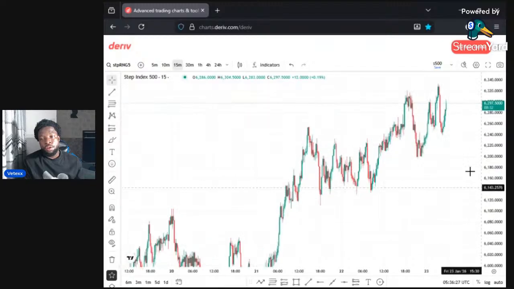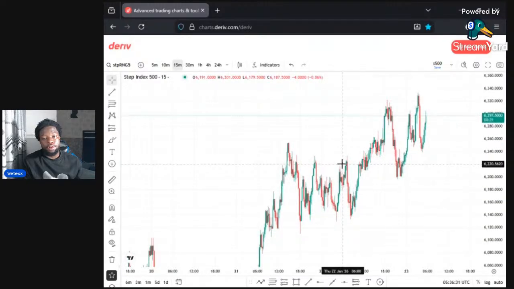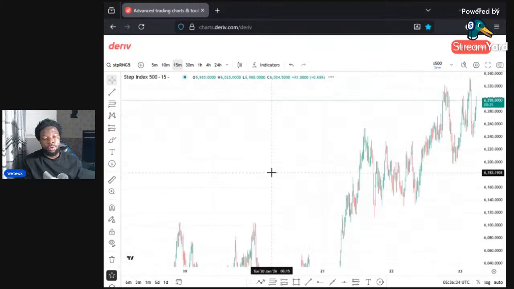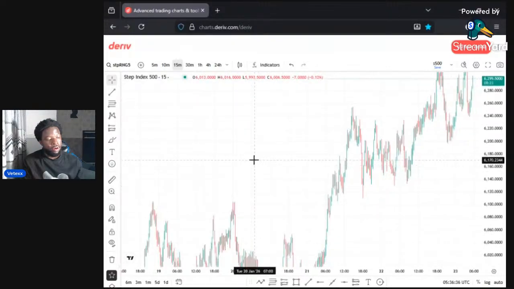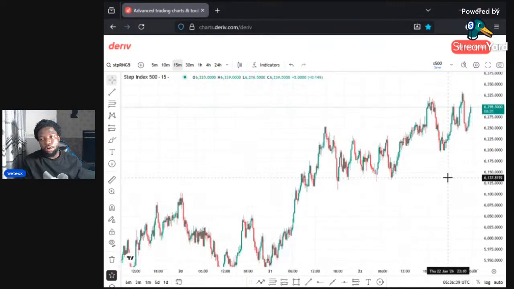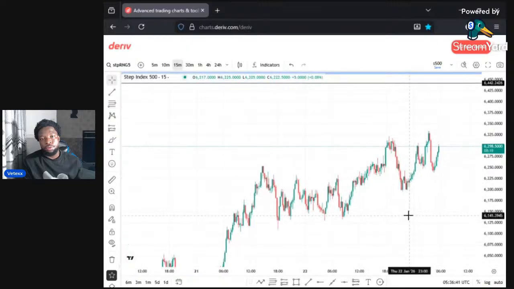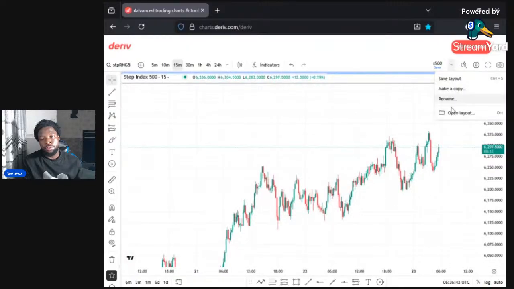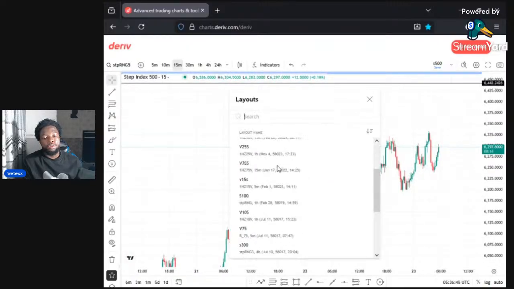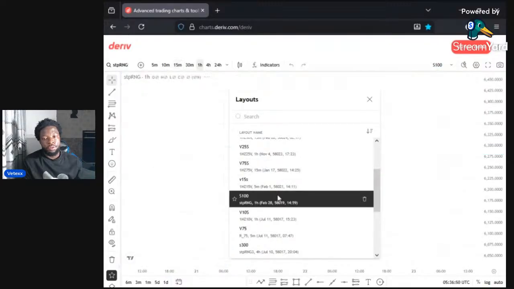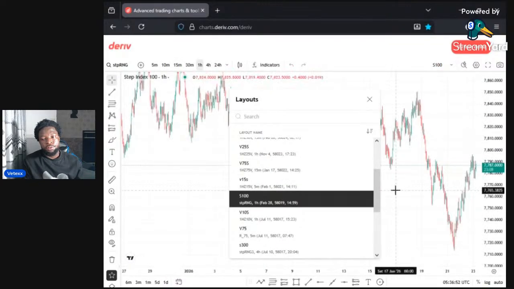So let's go to the 15 minutes time frame and check if we have a continuation. Currently, there is nothing happening on the 15 minutes time frame. And because of that, we are going to sit on our hands until our trading model shows up. Okay, so we don't need to force any trade. So now we go to the next price on our list, which is Step 100 index.